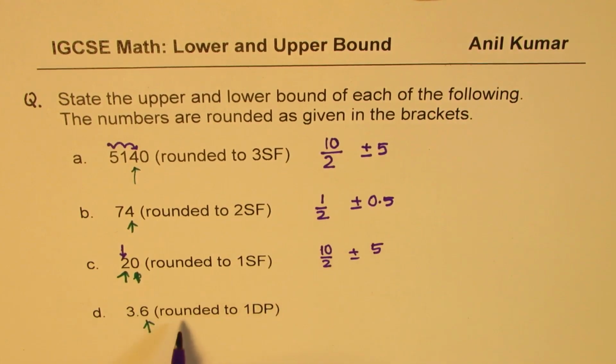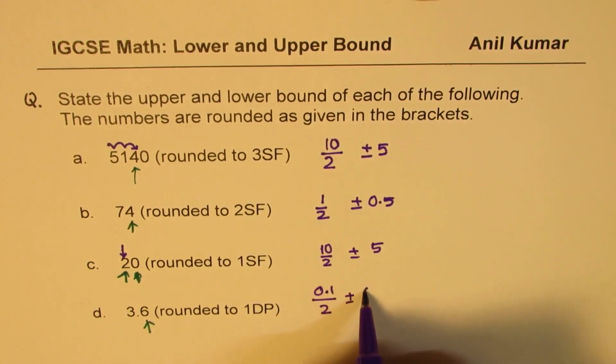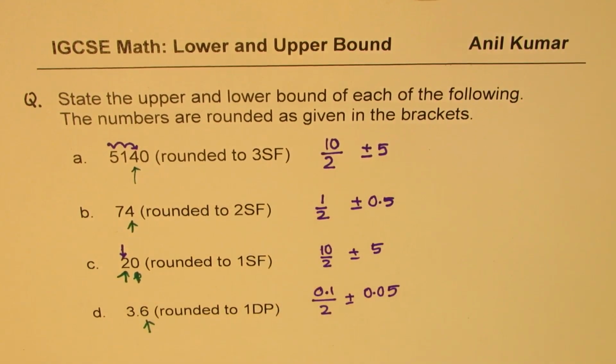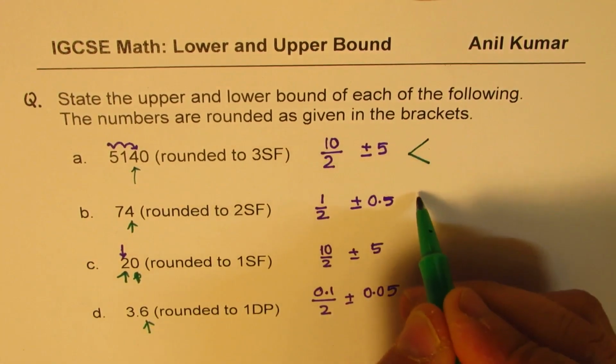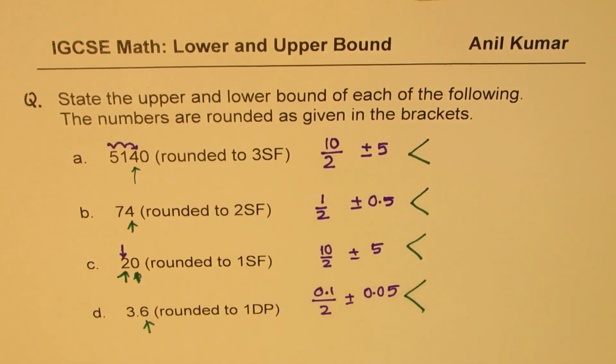Half of 10. Rounding to 1 decimal place is 0.6, right? So it is 0.1, that is tenths, right? So divided by 2 gives us 0.05. So these are the numbers to work with to get our upper and lower bound, correct? So let's get the upper and the lower bounds for each one of them. I would like you to pause the video, answer your question, and then look into my suggestions, right?